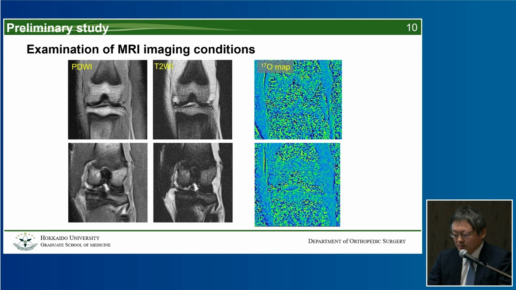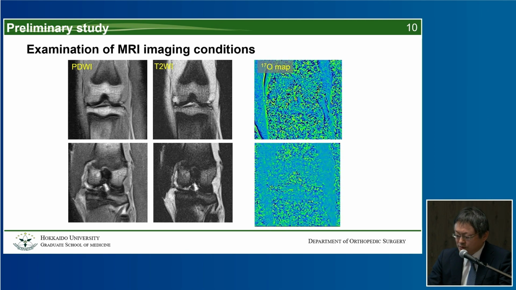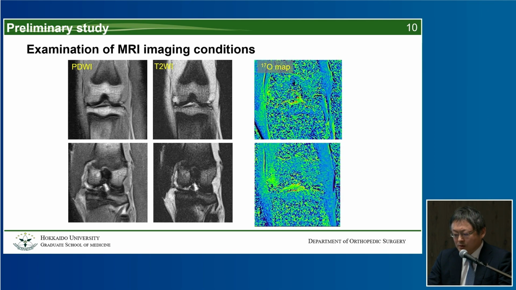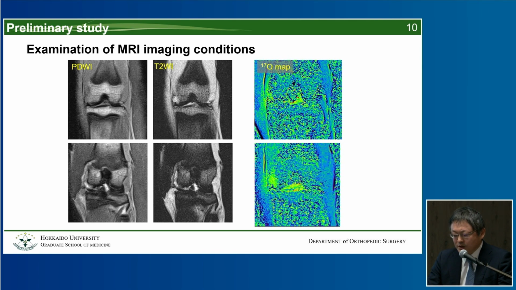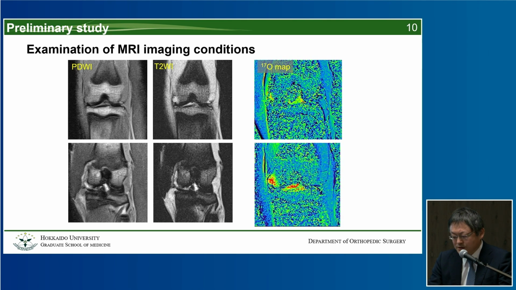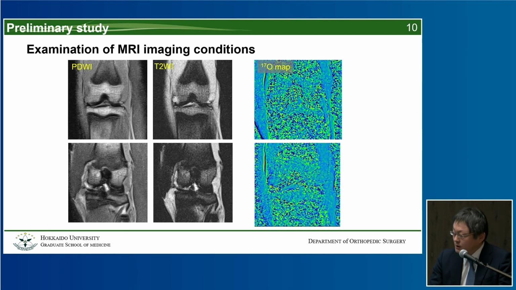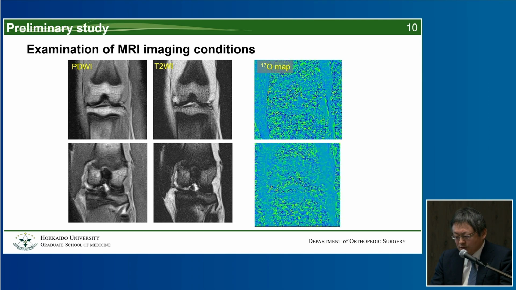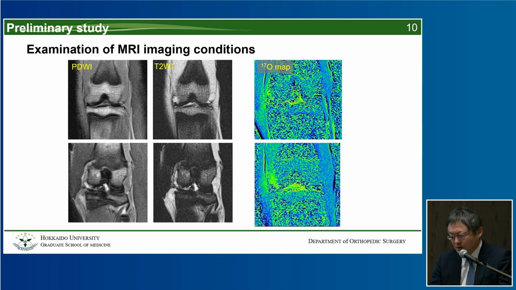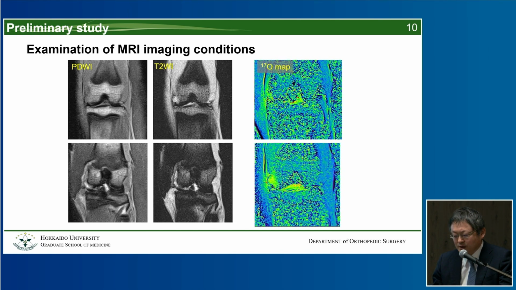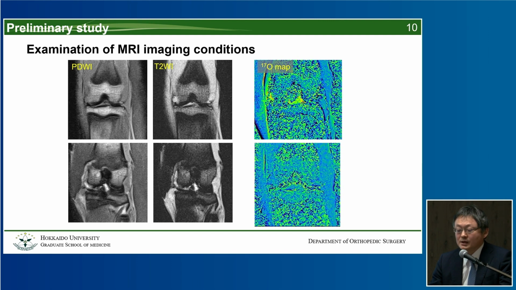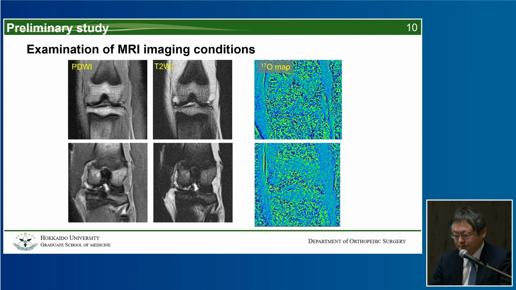Here I show the videos of the injection. We could confirm that 17O was successfully administered into the joint. And as you can see, 17O labeled water rapidly diffuses into the joint space after injection.